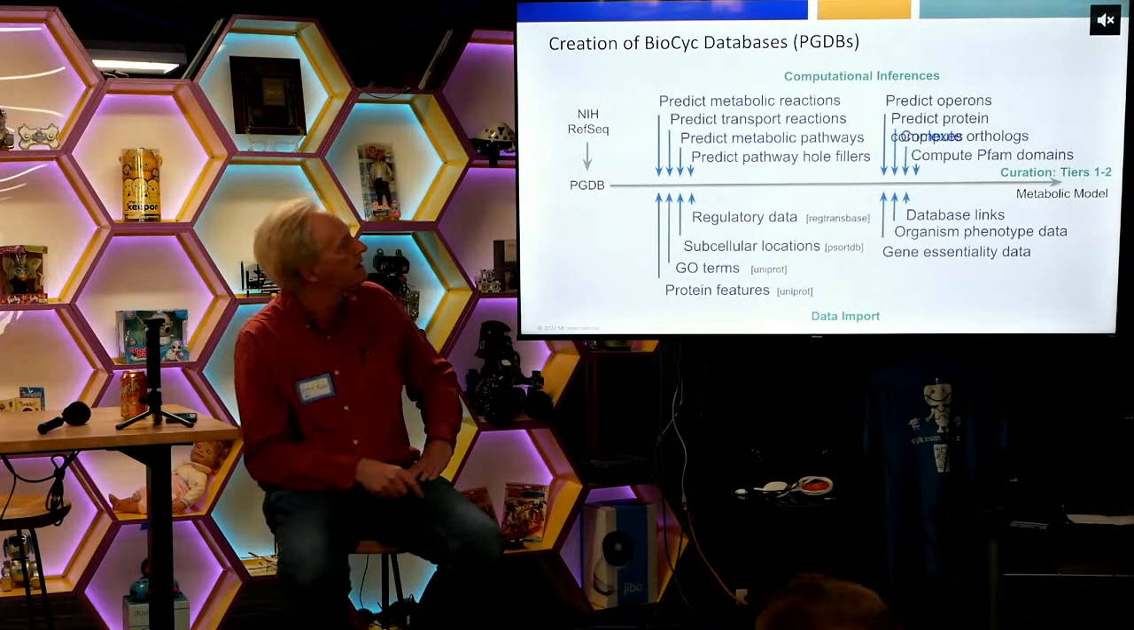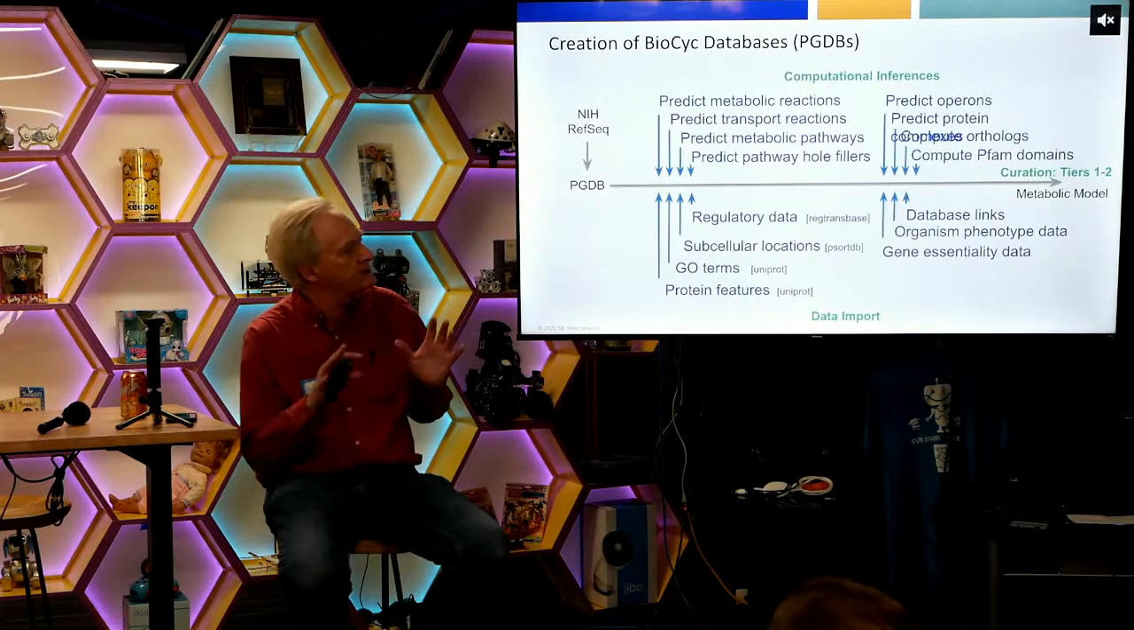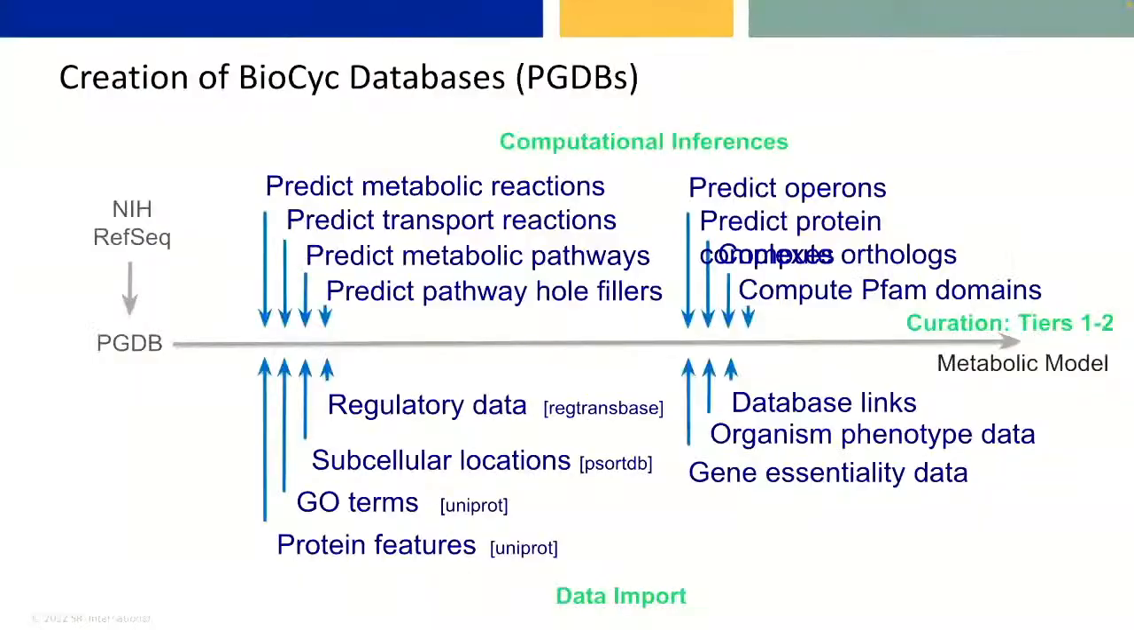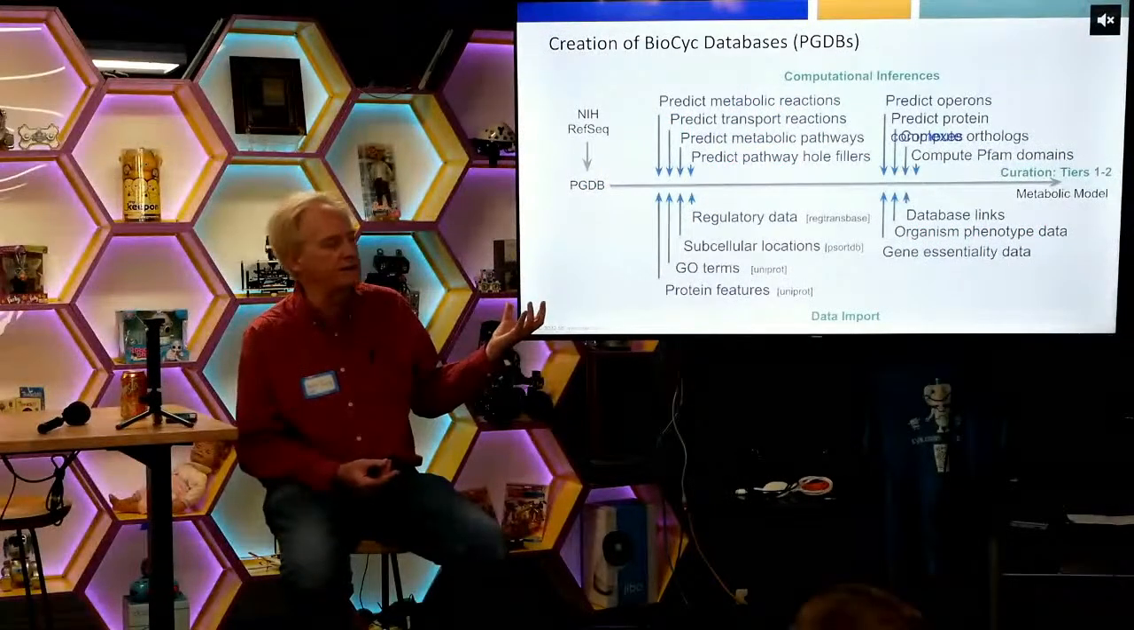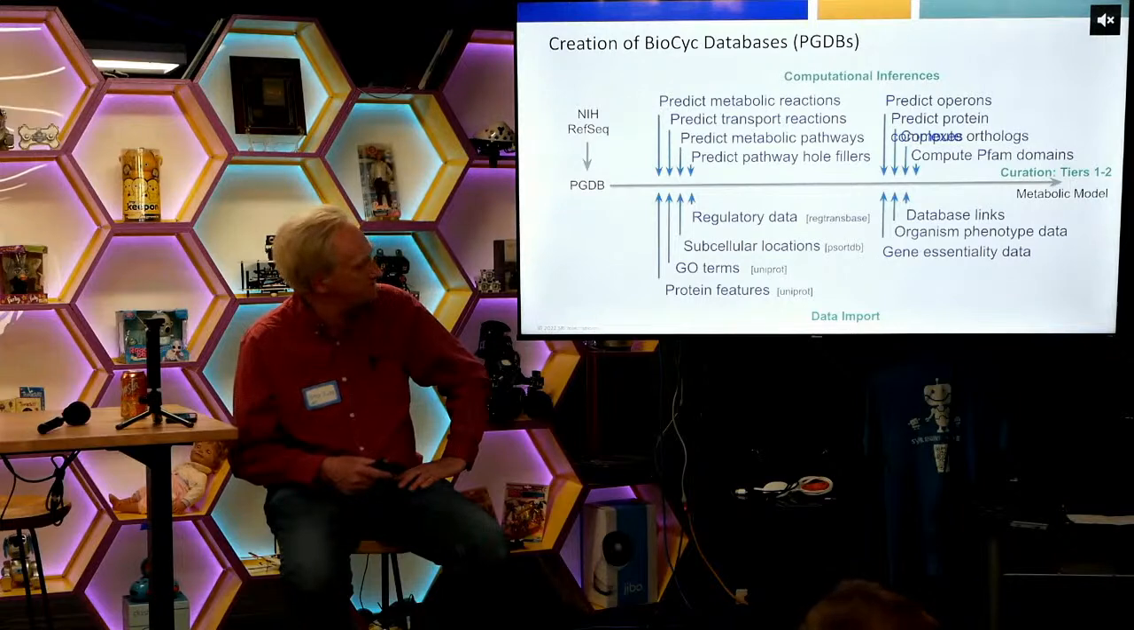Probably not. Okay. So we really have 3 tiers of methods that we apply to a new genome that we're adding to BioCyc. We perform this whole set of computational inferences. Really, it's the same set that I showed on the previous slide, predicting metabolism and operons, protein complexes.